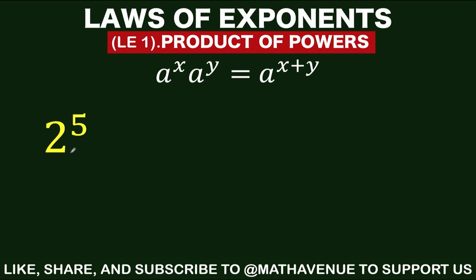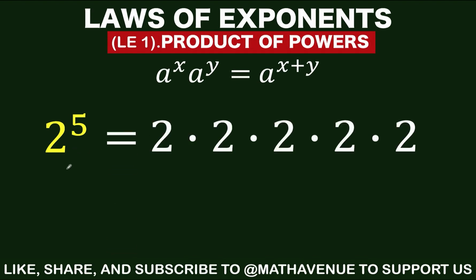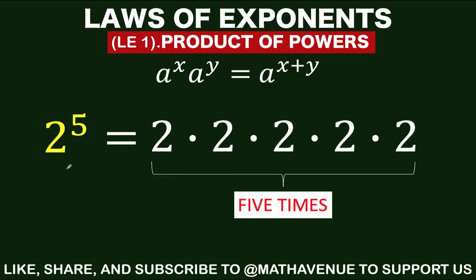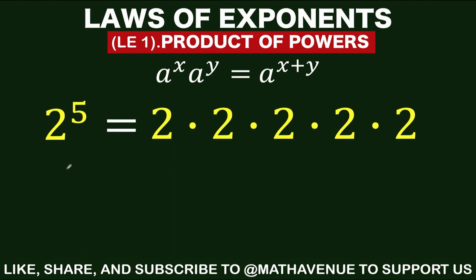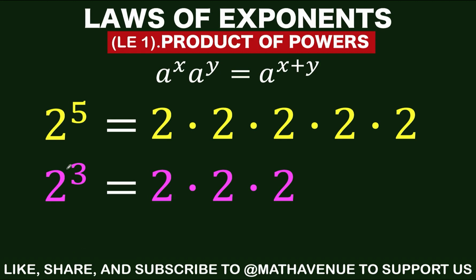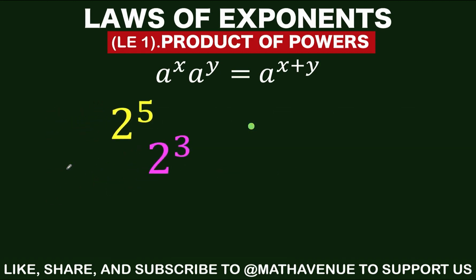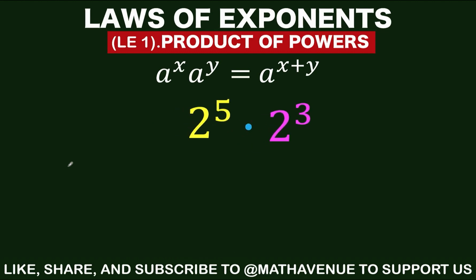Let's say we have 2 raised to the 5th. In expanded form, this is equal to 2 times 2 times 2 times 2 times 2. So we multiply the base 2 5 times. If you have another exponential number, let's say 2 to the 3rd, that is equal to 2 times 2 times 2. Now, if you want to multiply this 2 to the 5th times 2 to the 3rd, that is now the form a to the x times a to the y, where our a to the x is 2 to the 5th, our a to the y is 2 to the 3rd.